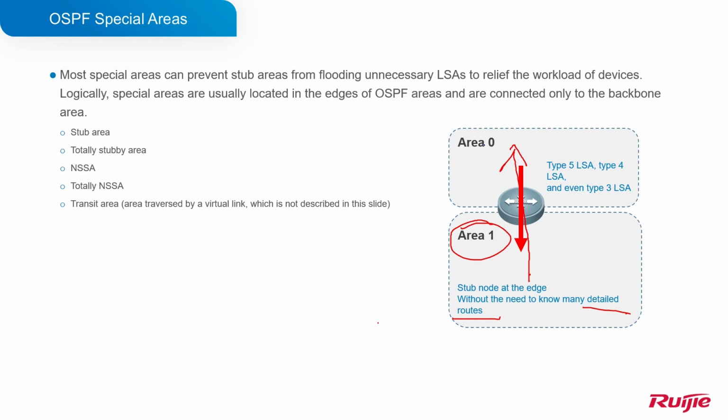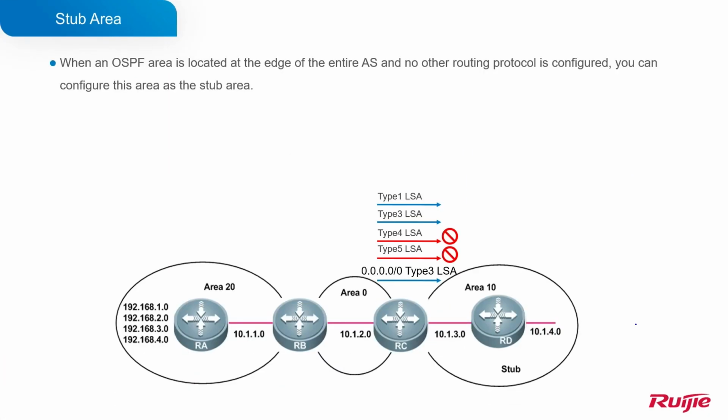So actually, if we set the special area for area 1, the backbone area won't send the detailed type 5 and type 4 LSA information, and even won't send the detailed type 3 LSA information. Instead, it will send just a default route to make sure the routers belonging to area 1 can access the different areas and also the external network. Okay, for the first special area, we will introduce the stub area.